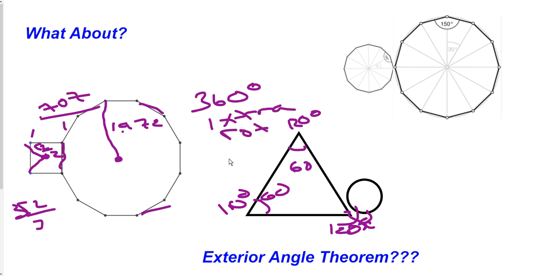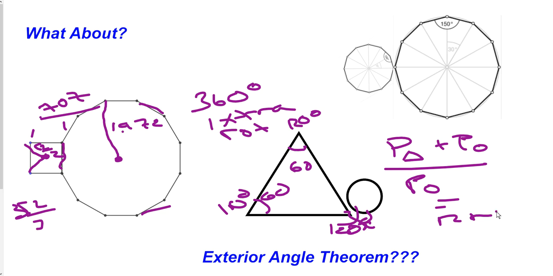So guess what? The perimeter of the triangle plus the perimeter of the circle, divided by the perimeter of the circle, is going to equal n plus 1. So that formula still works.